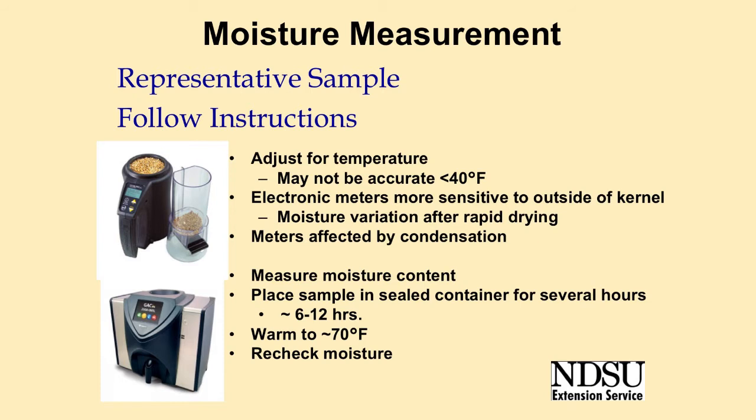It is best to place the grain sample in a sealed plastic bag for a period of at least 12 hours to allow the grain temperature to be at room temperature and to provide time for moisture to equalize across the kernel. Then check the moisture content to determine if the meter was fooled. Most electronic meters are not accurate at grain temperatures below 40 degrees, so cold grain should be warmed to room temperature in a sealed container before measuring the grain moisture content.